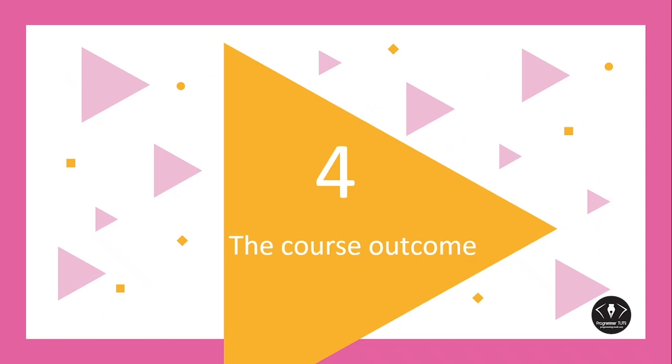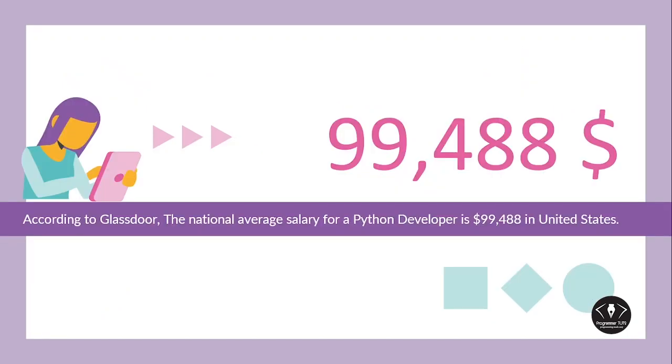So, what is the course outcome? And before we jump to the course outcome, let's see what is a Python developer's salary in the USA. So according to Glassdoor, the national average salary for a Python developer is $99,488 in the United States.